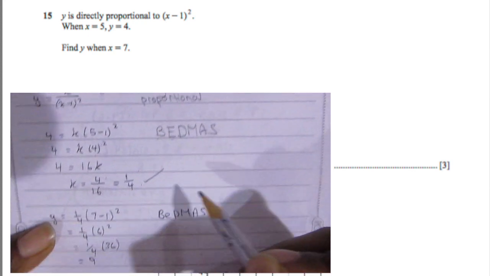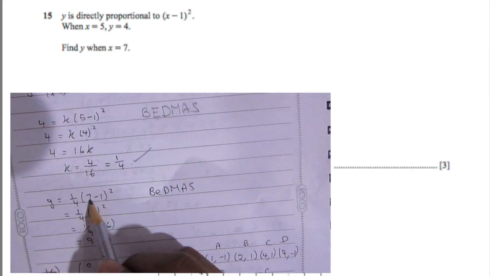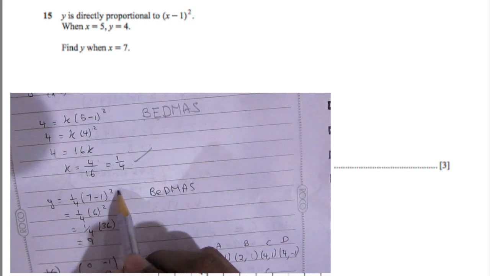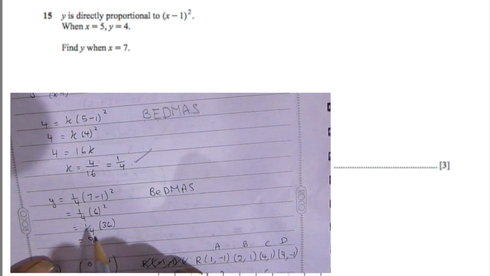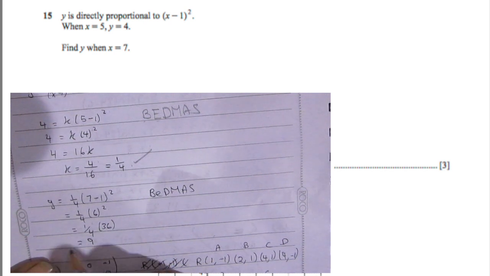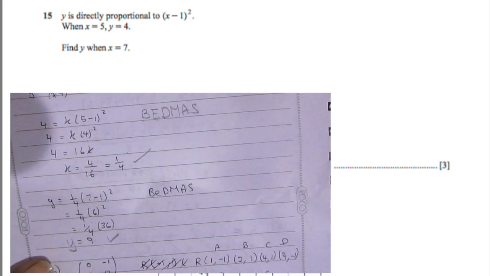So that's k. Now we need to find y when x is equal to 7. So 7 minus 1 is 6. 6 squared is 36. 36 times 1 over 4, that gives you 9. And that is the answer of y.